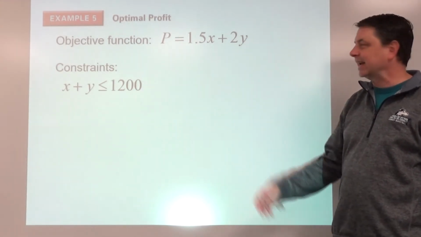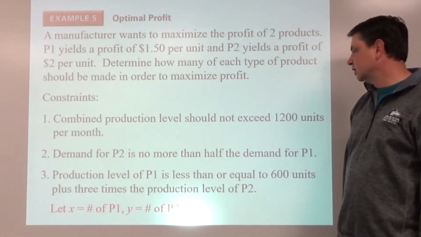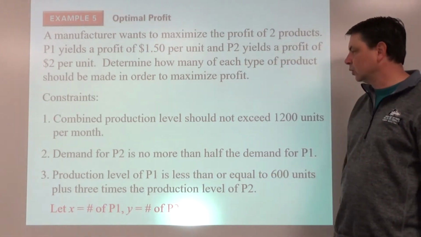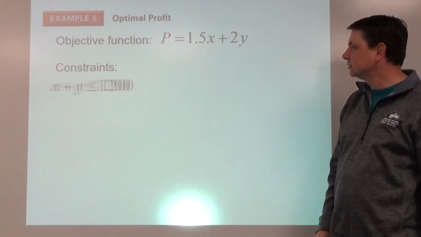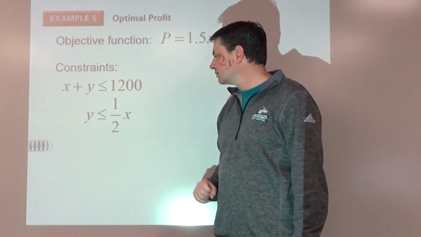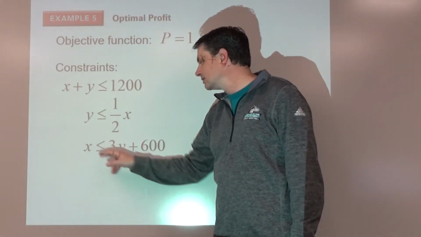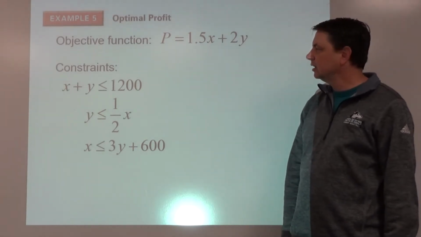What about that second constraint? Demand for product 2 is no more than half the demand for product 1. No more than half, less than or equal to half. So Y is less than or equal to 1/2 X. And the last one, X is less than or equal to 3Y plus 600.